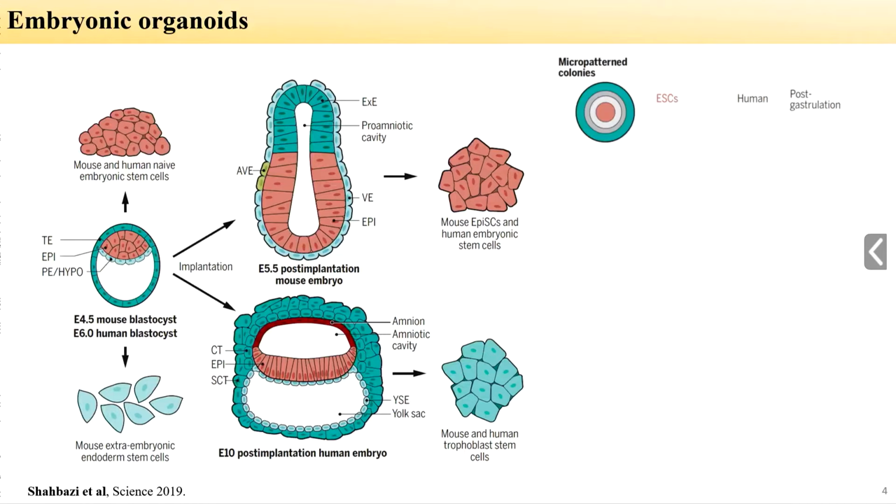I'm just going to talk about mouse today. These are cells that you can culture in specific conditions to stay pluripotent. Then you can make organoids with these cells and see what's happening. There are different combinations, and one that has been studied a lot, maybe one of the most studied in a quantitative way, is the 2D micropattern colonies.